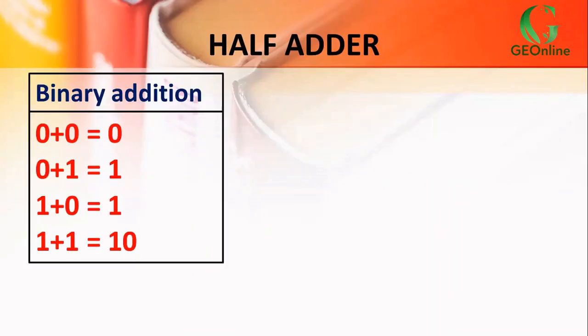Good morning, friends. In this video, I would like to discuss half adders. Adders are circuits which are used to add binary digits. A half adder is a digital circuit which is used to add two digits. Before going to the logic circuit of adders, let us review binary addition.